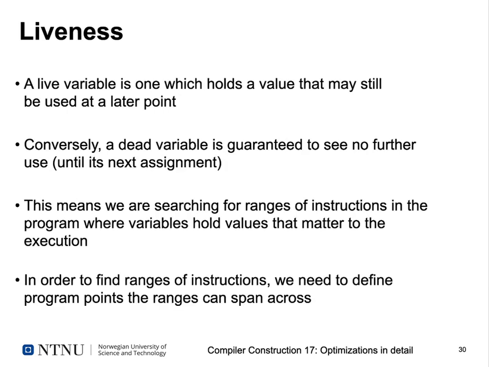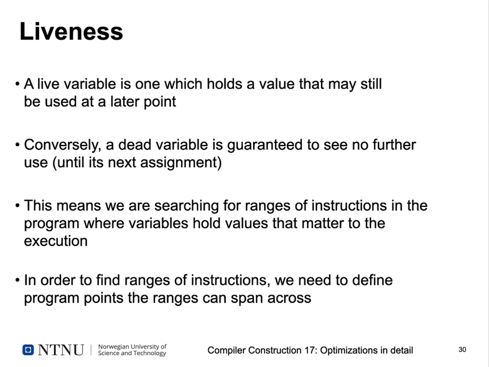So what is liveness? We've already seen dead code as an example, so liveness extends this principle a bit. A live variable is one that holds a value that may still be used at a later point. So we have at least one possible execution through our code where, when we look at the value of a variable at a certain point in time, this value is still used after our current instruction. On the other hand, a dead variable is a variable for which we can guarantee that it's no longer used after that point of the program we're currently looking at. So until its next assignment, obviously, because this is usually when the use of a variable ends.